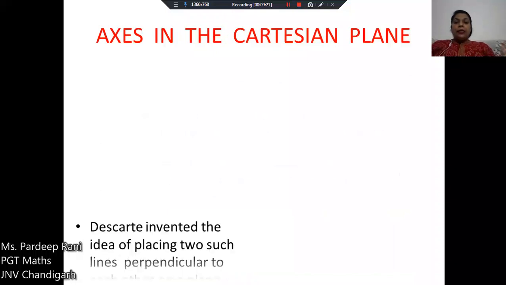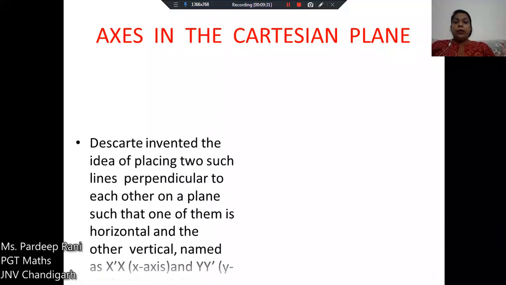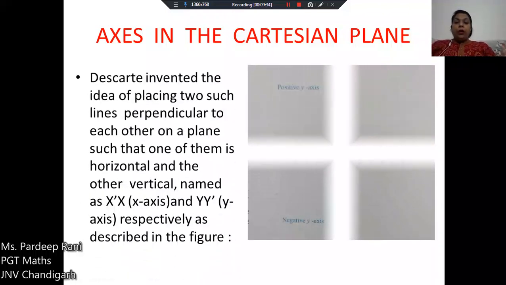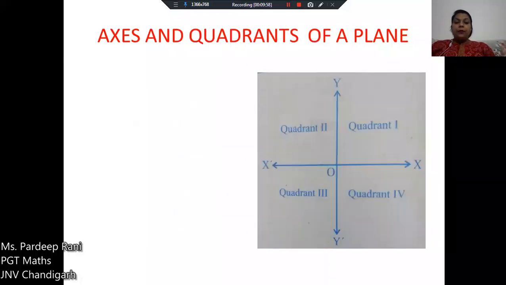Now, what are axes in the Cartesian plane? Descartes invented the idea of placing two such lines perpendicular to each other on a plane such that one of them is horizontal. Dear students, I am marking here the horizontal line, and the other one is the vertical line. The horizontal line is marked by x dash x and the vertical line is marked as y dash y, as you can see in the figure.